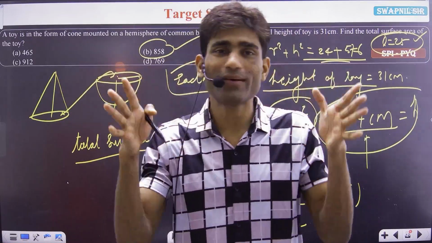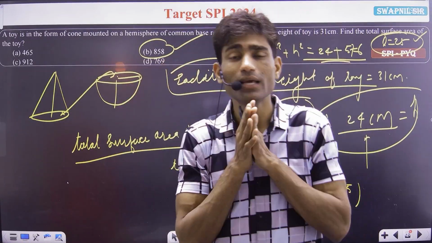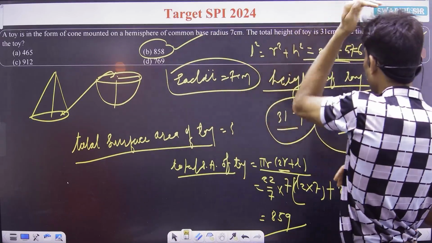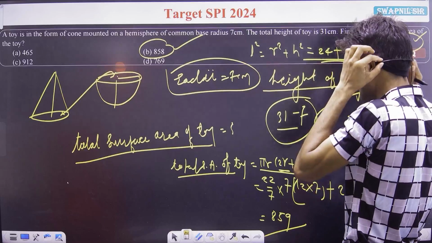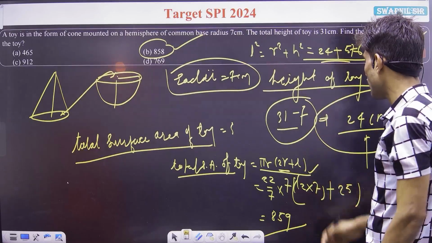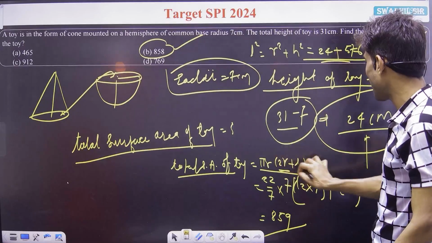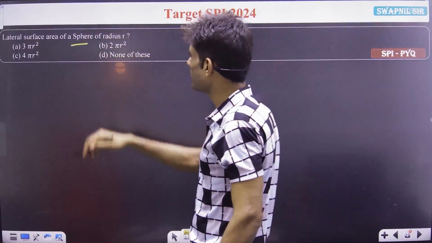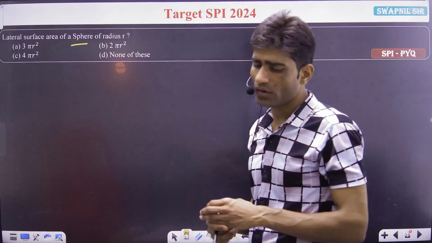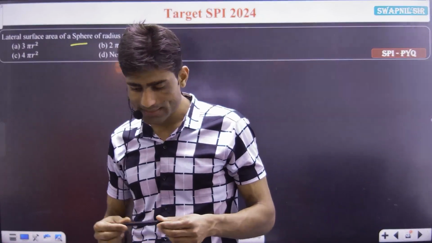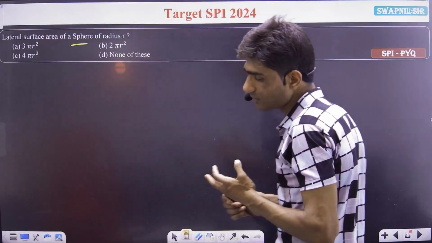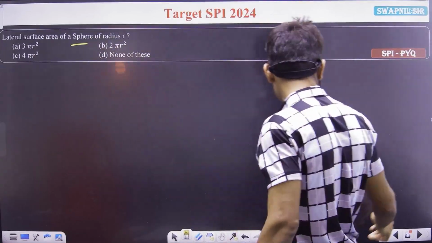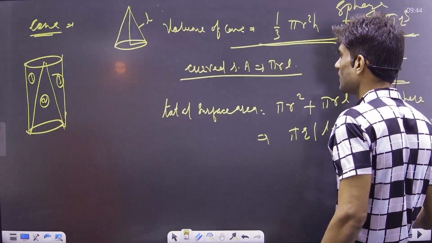I hope you all have understood. It is a little theoretical example, but you need to understand what is given and try to find the answer. You just need to understand the formula for the total surface area of a toy, how I found it here, which is pi r into bracket 2r plus L. The lateral surface area of a sphere I have already explained in our previous slide.